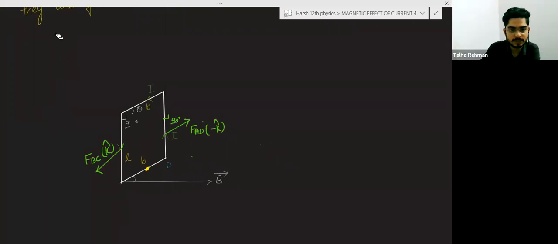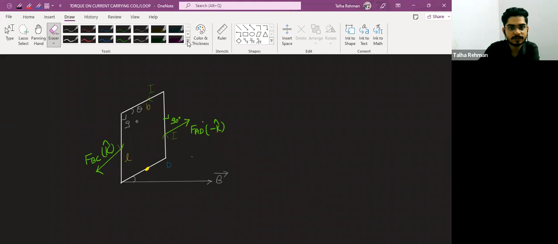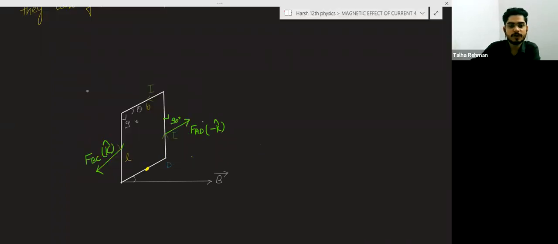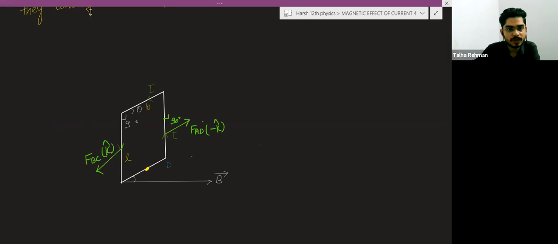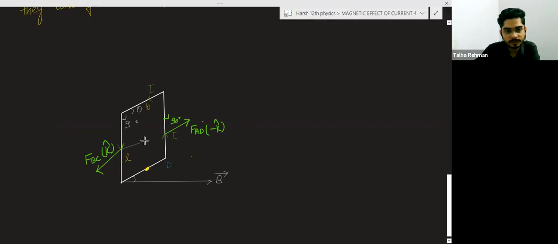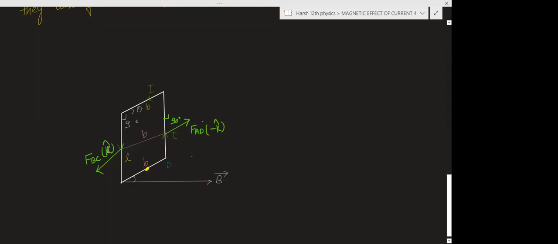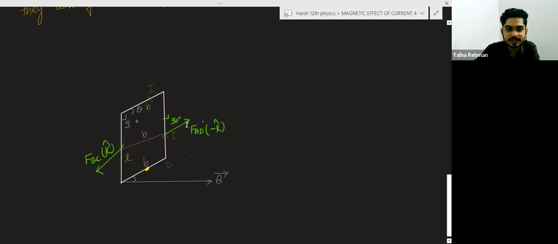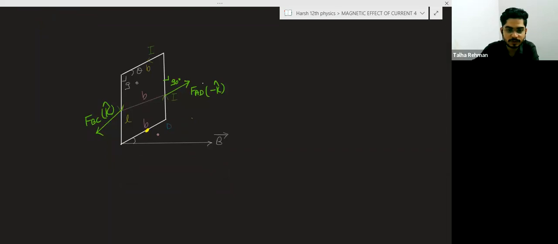So here, this distance is V and this is L. Now we can handle it. What we will do now is draw a line like this. This distance will be V, because this is also V. And please remember, this is not looking parallel, but this line is parallel to this line. So I am just drawing this FBC and this FAD and this line.